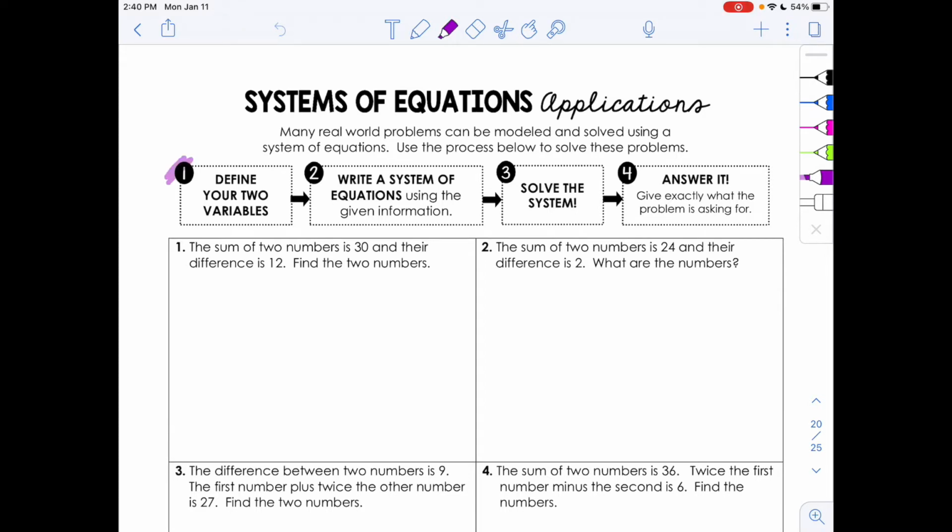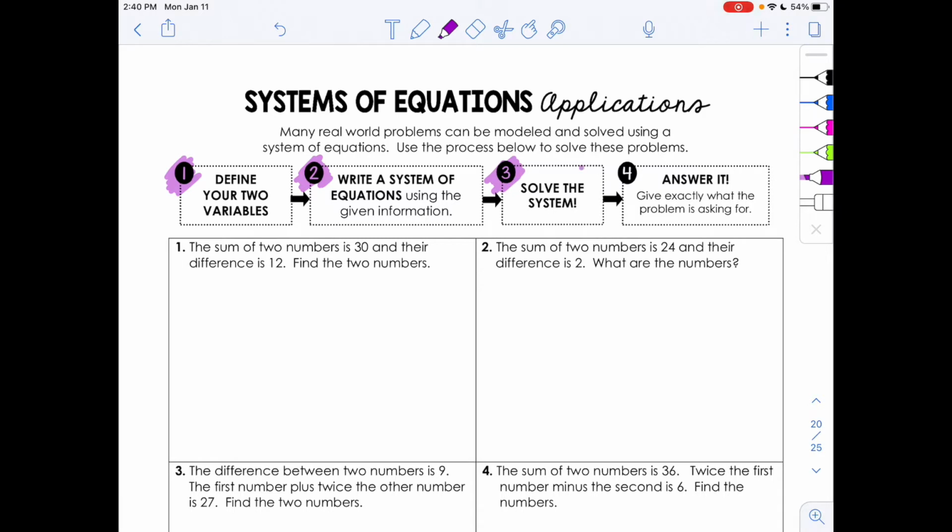First, we're going to define our two variables. So this is when we created our let statements. So we're going to let x equal one topic in our problem, and we're going to let y equal the other topic. Then we're going to use the information in our problem to write two equations to make a system. Then we're going to solve that system.